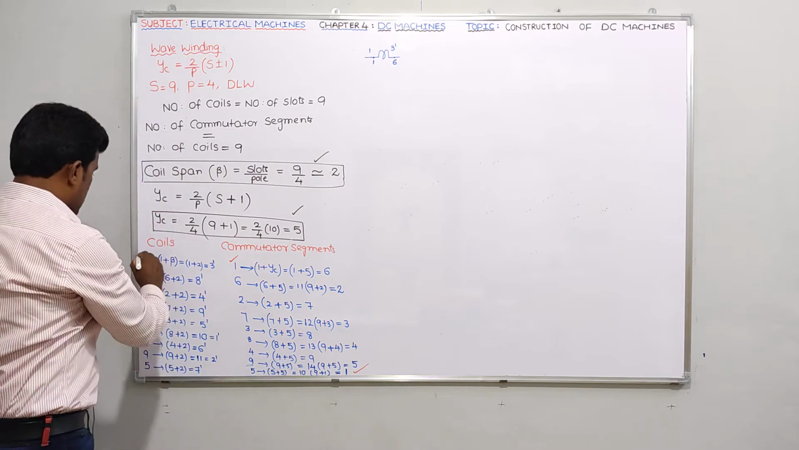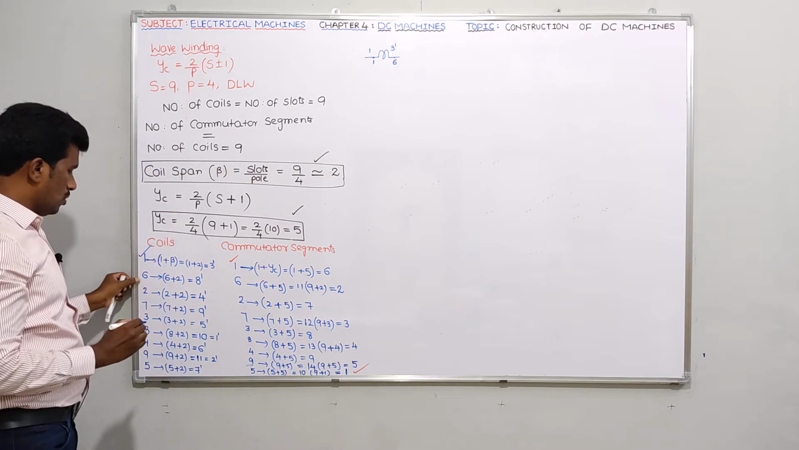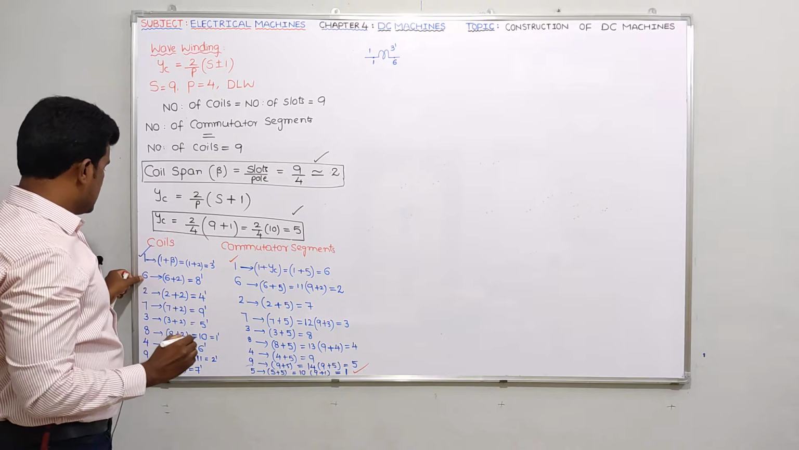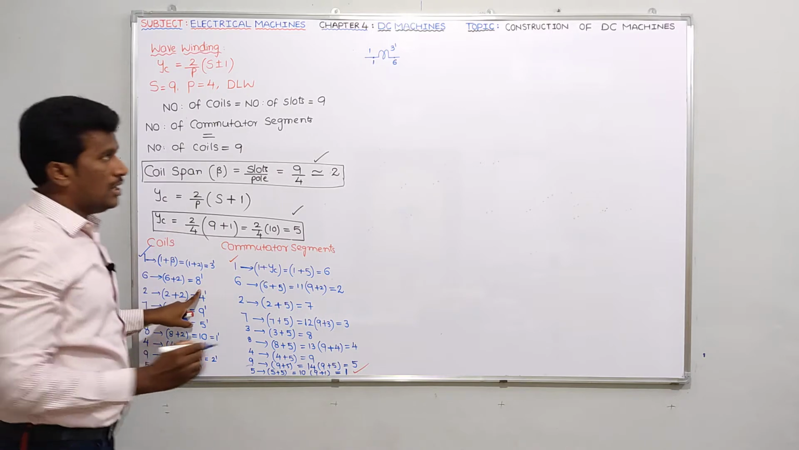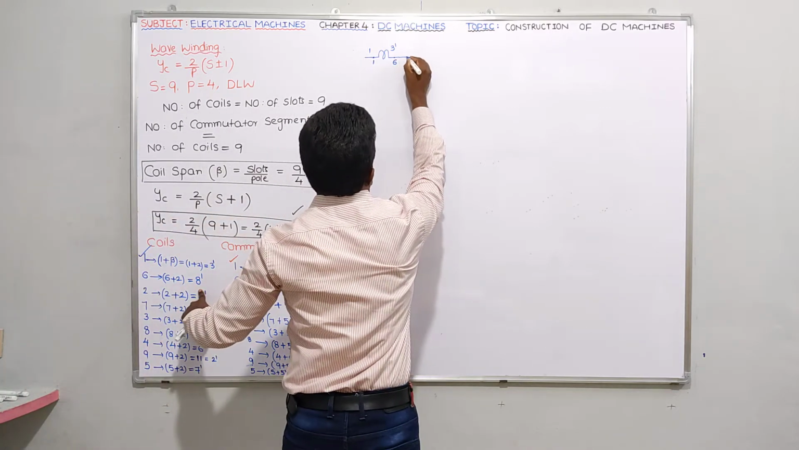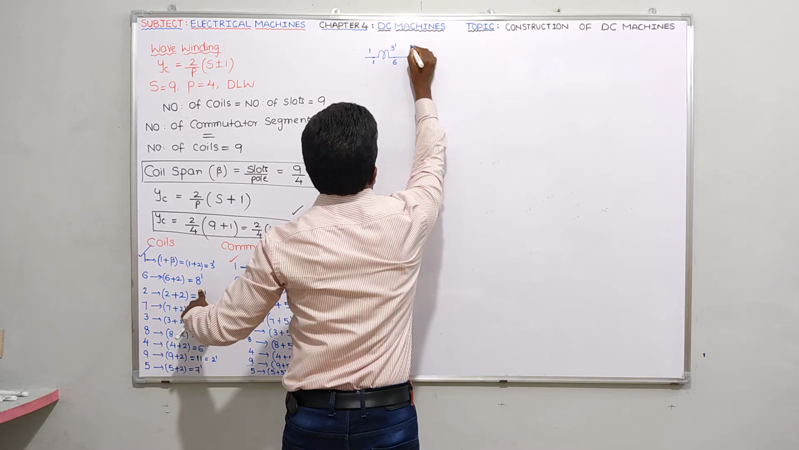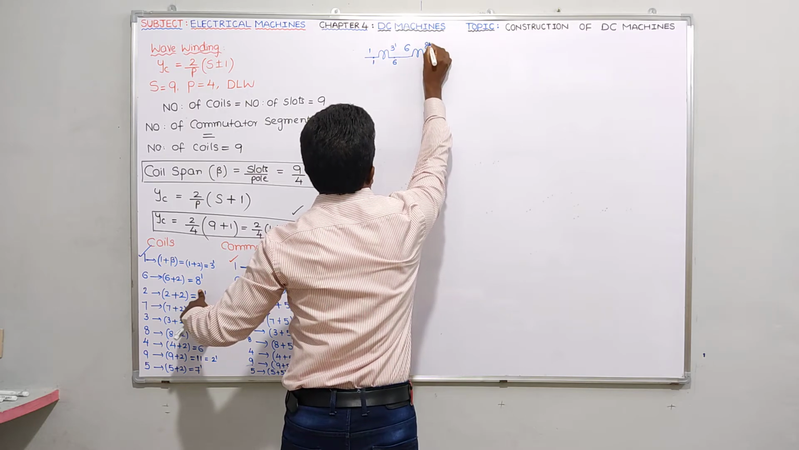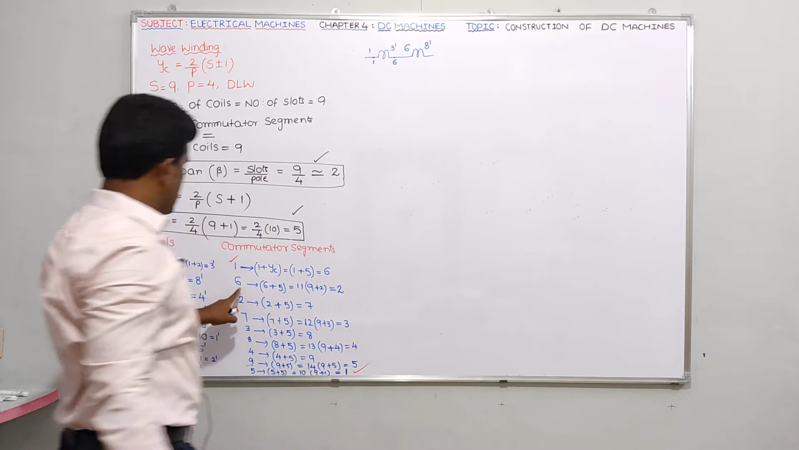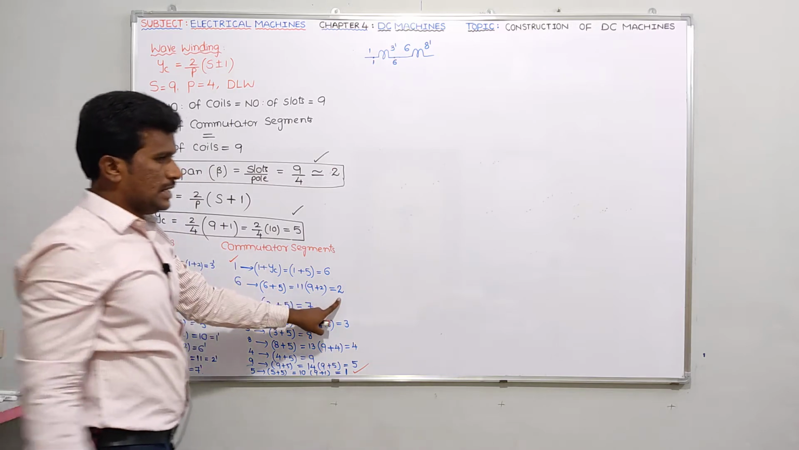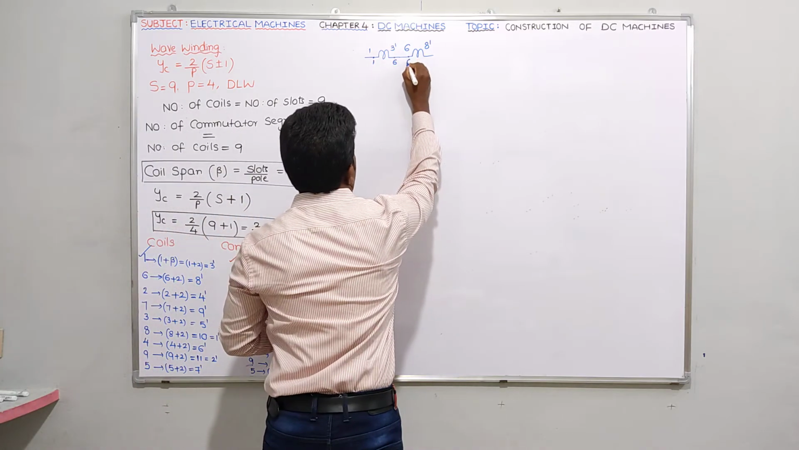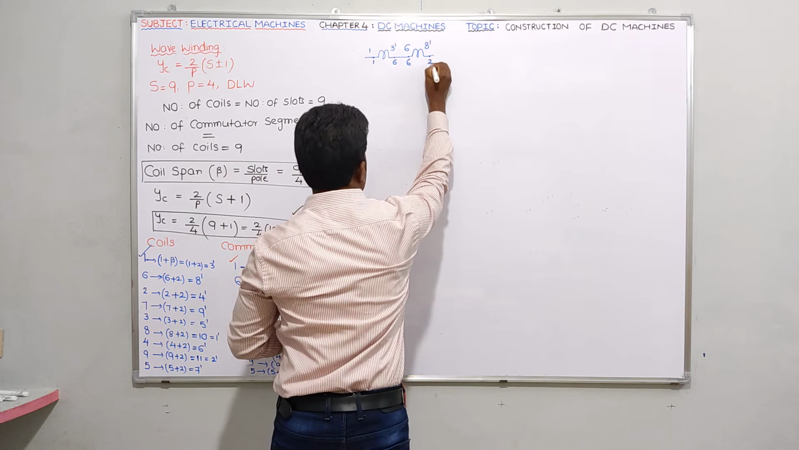Okay, so I just indicate this coil. Now let me show the second coil. 6 8 dash is the second coil. It is connected between the sixth segment and the second segment.